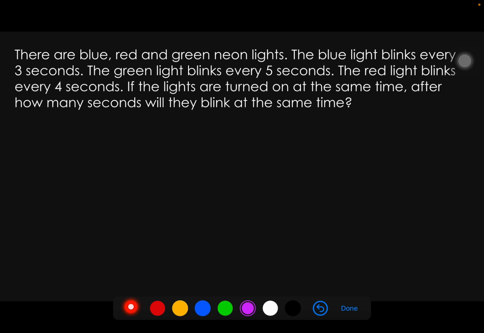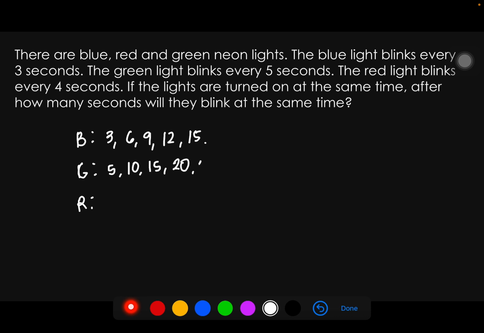So there are three lights, blue, red, and green. The blue light blinks every 3 seconds, the green light blinks every 5 seconds, and the red light blinks every 4 seconds. So let me just write that down. We have the blue, green, and then red. So every 3 seconds, so 3, 6, 9, 12, 15, and so on. We have the green light that blinks every 5 seconds, so 5, 10, 15, 20, 25, 30, and then the red light blinks every 4 seconds, so 4, 8, 12, 16, 20.